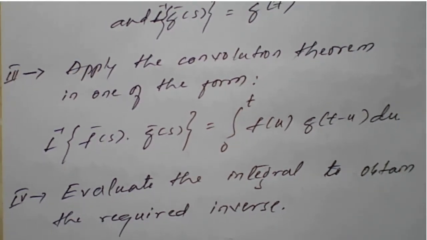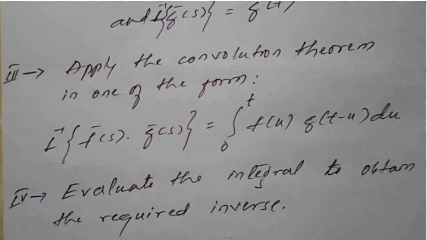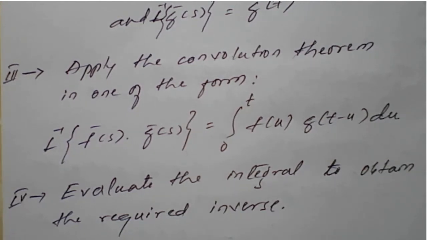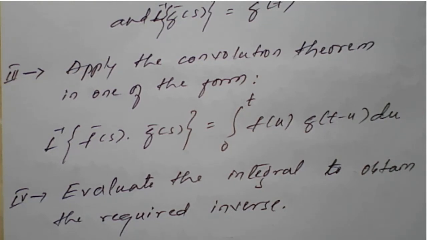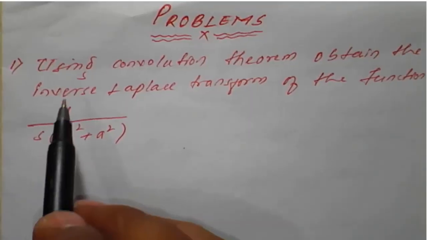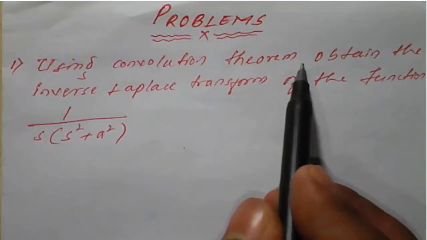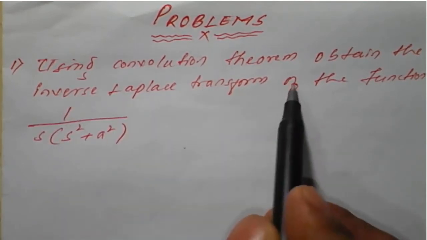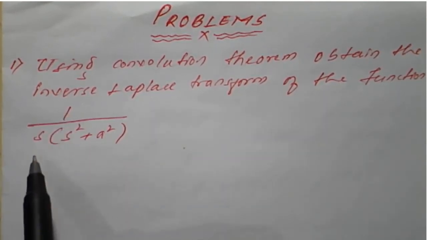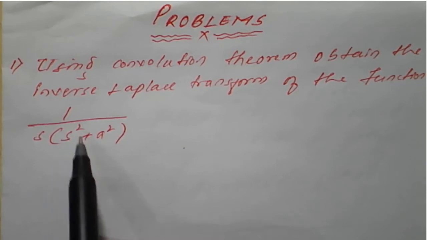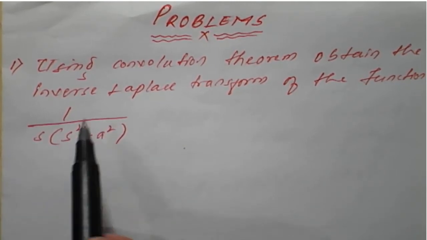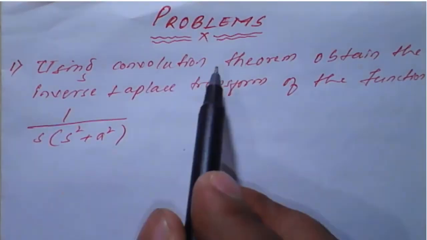So these are the steps, just to inform you how to proceed. We'll see exactly how we need to simplify this inverse Laplace transform using the convolution theorem in the form of examples. Now we'll see the first one. The problem is: using the convolution theorem, obtain the inverse Laplace transform of the function 1 upon s into s square plus a square. So this question we need to solve particularly using the convolution theorem.